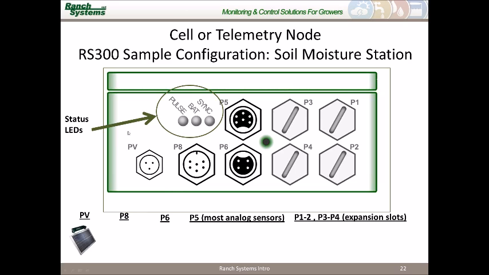So this is the bottom of an RS-300, and as the standard configuration here, you can see that we have a couple of these hexagonal shapes here, which are the expansion ports, but as a default configuration, this is what it comes with, which is you've got a port 6, which is the RS-485 or SDI-12. It serves as the same functionality as the base station as well.